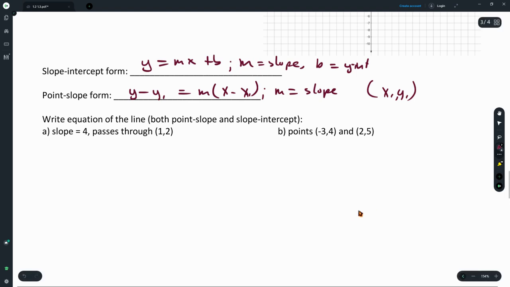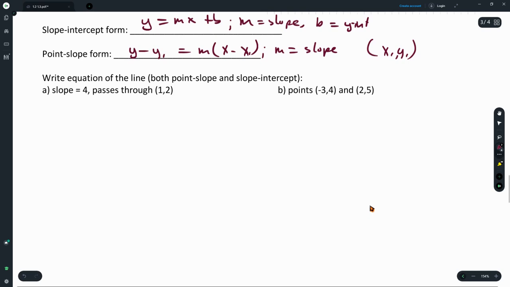If that confuses you, I think the example is going to help. So here we're going to write the equations of these lines. They give you the slope and they give you a point.